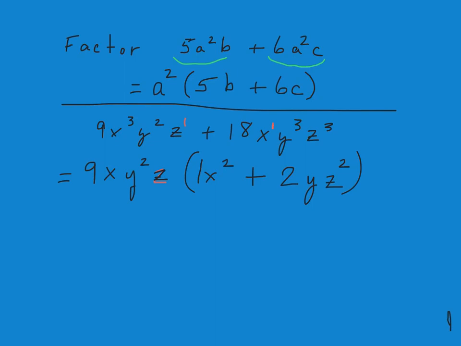Let's do one more of this type of factoring. Let's make it a little bit more complicated. 48 b squared c to the 6th minus 144 b to the 6th. Let's make a better looking 6th than that.